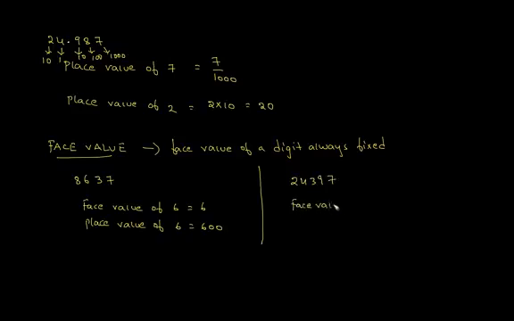face value of 9 and place value of 9. What is the face value of 9? It's 9 only. What is the place value of 9? 9 into 10, right? 90. Understood the difference between the place value and the face value? Right? Clear? Good. Now we will see how to add, multiply or divide the decimals, right?